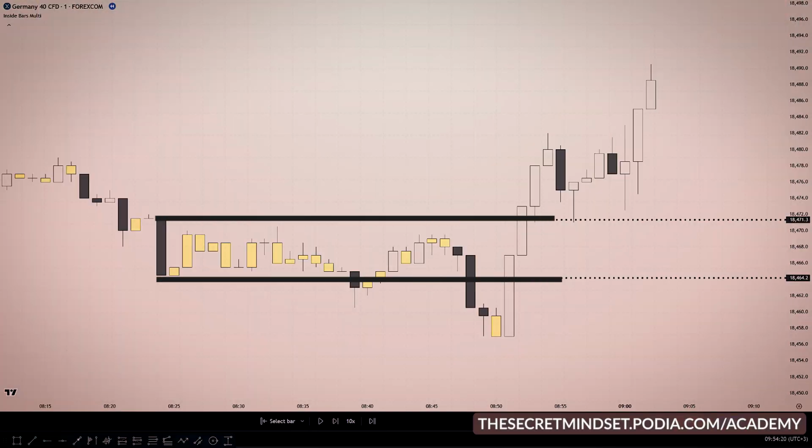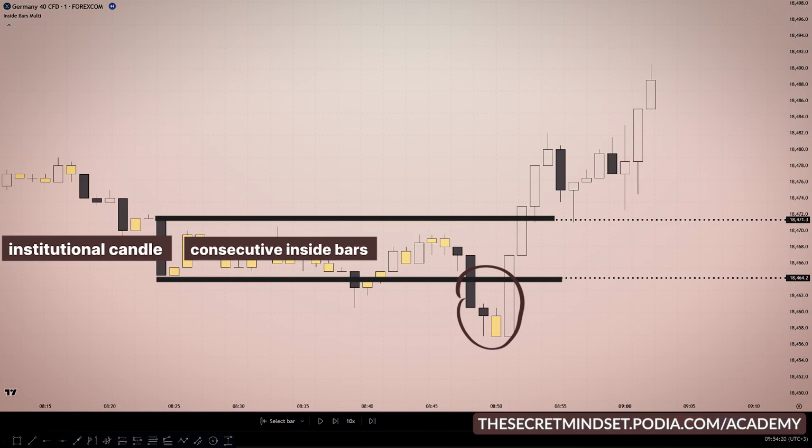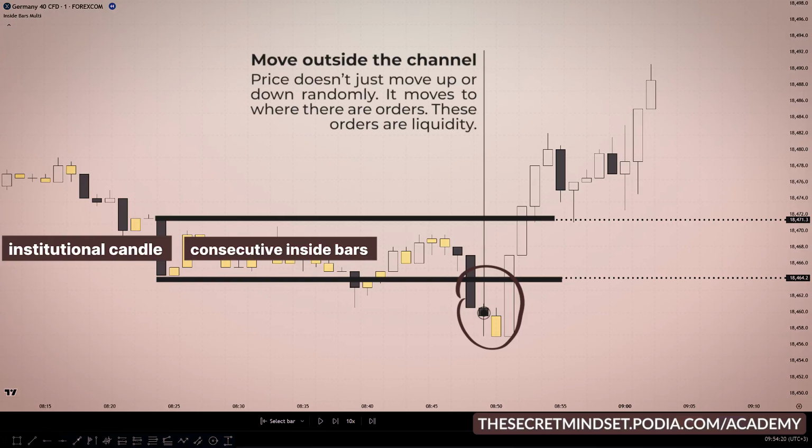This concept of liquidity is crucial in understanding market moves. Price doesn't just move up or down randomly. It moves to where there are orders. These orders are liquidity, and smart money is always looking for liquidity.